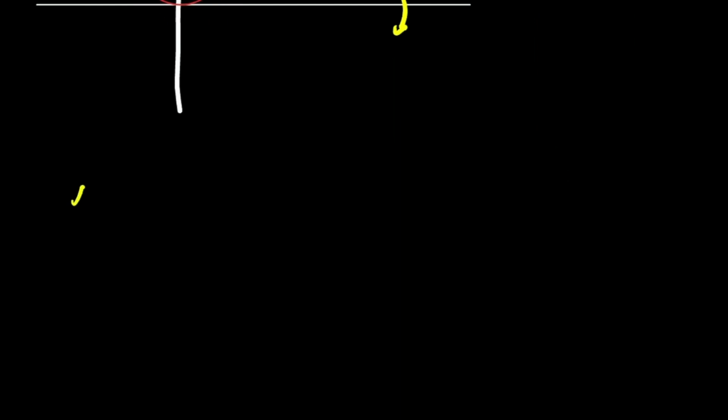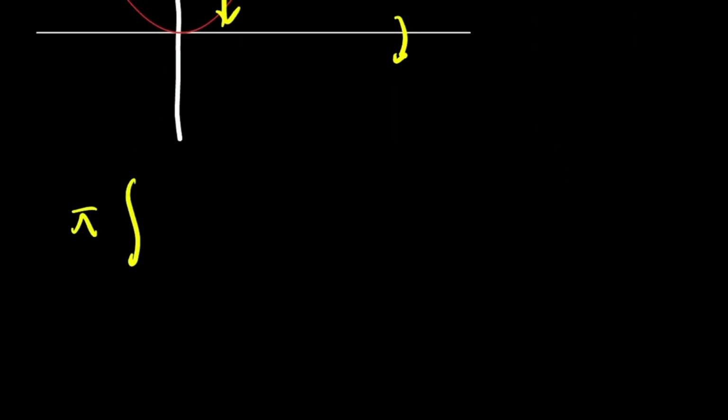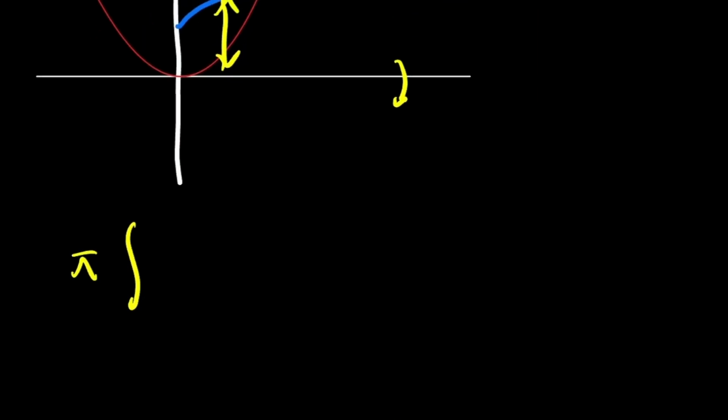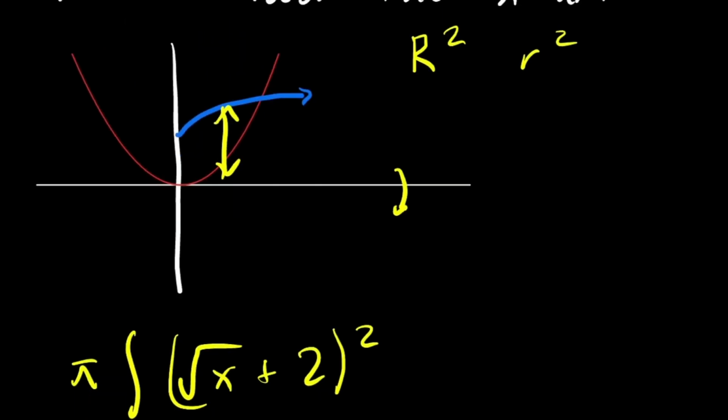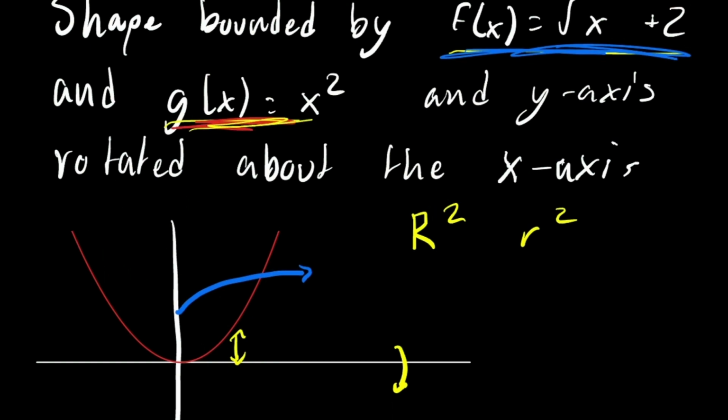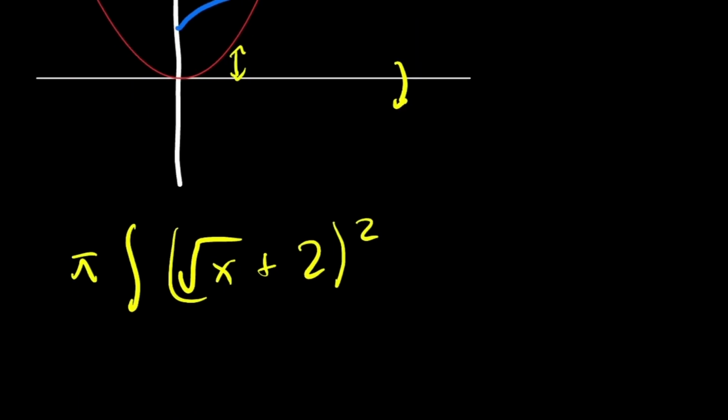So we can write that down. We have pi times the integral, we're not going to write our bounds yet, of f of x, root x plus 2, squared. That's our R of x. That's our big R. And we need to find our little r, which is this distance, which is actually just our g of x, x squared. So minus little r squared.